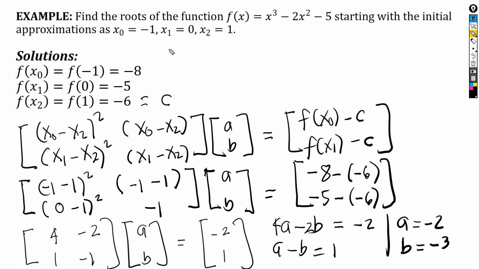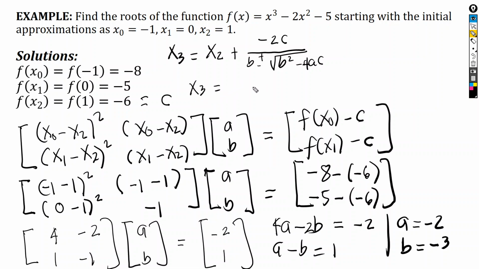Solving for x3, we have the formula x3 equal to x2 plus negative 2c over b plus or minus the square root of b squared minus 4ac. So the value of x3: x2 is 1, plus negative 2 times the value of c, which is minus 6. Then we have b, which is negative 3, so we have to choose plus or minus. Say for example we have minus: b squared, negative 3 squared, is 9. So 9 minus 4 times a, which is negative 2, times c, negative 6. The value here is 8 times 6, which is 48.